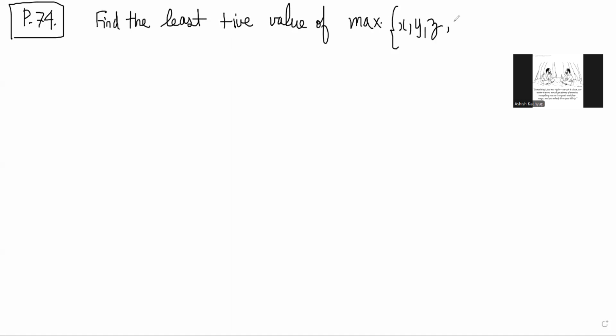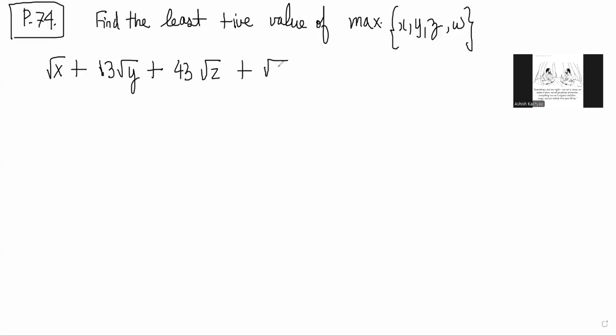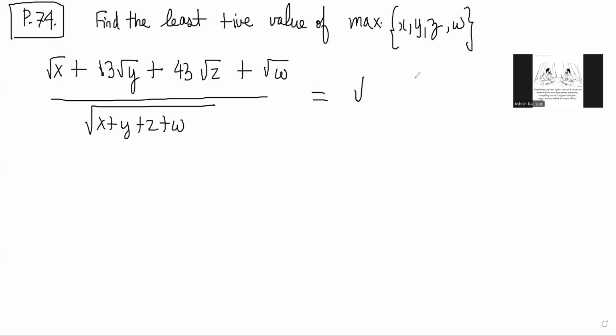74. This one was Cauchy shorts one. Find the least positive value of max of x, y, z, w, where x, y, z, w are all positive integers and satisfy this condition: (x + 13 root y + 43 root z + root w) by root over x plus y plus z plus w is equal to square root of 2020. So how have you done? What have you done?